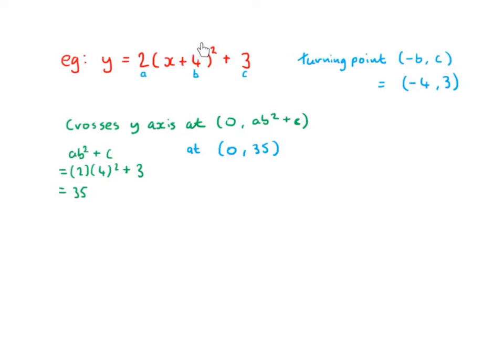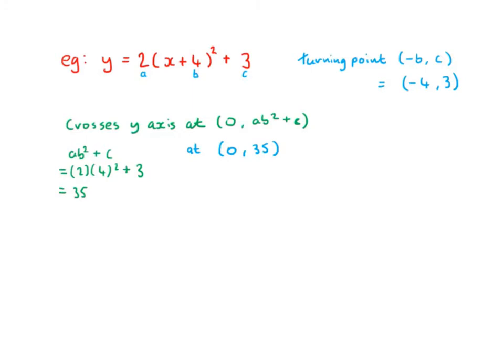So in this case, the plus 4 becomes minus 4. And the c is the number at the end, or the constant at the end, which is plus 3. Now, sometimes this number might be written in front, but it's the number that is on its own, the constant. So the turning point of this equation, either the maximum or minimum point of this equation, is minus 4, 3.